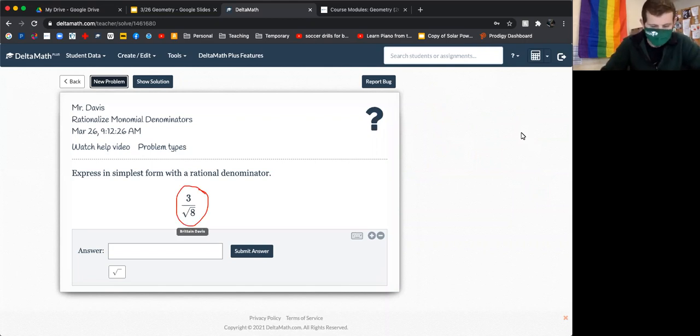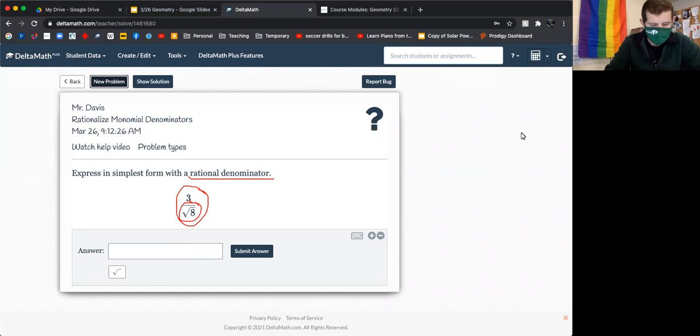This is not like yesterday's, where it's a radical divided by a radical. This is a whole number divided by a radical. And honestly, we don't change this answer very much, but what we do is what we call rationalize the denominator. We say rationalize because this square root of 8 is what we call an irrational number. You might have heard of that before, rational and irrational numbers.